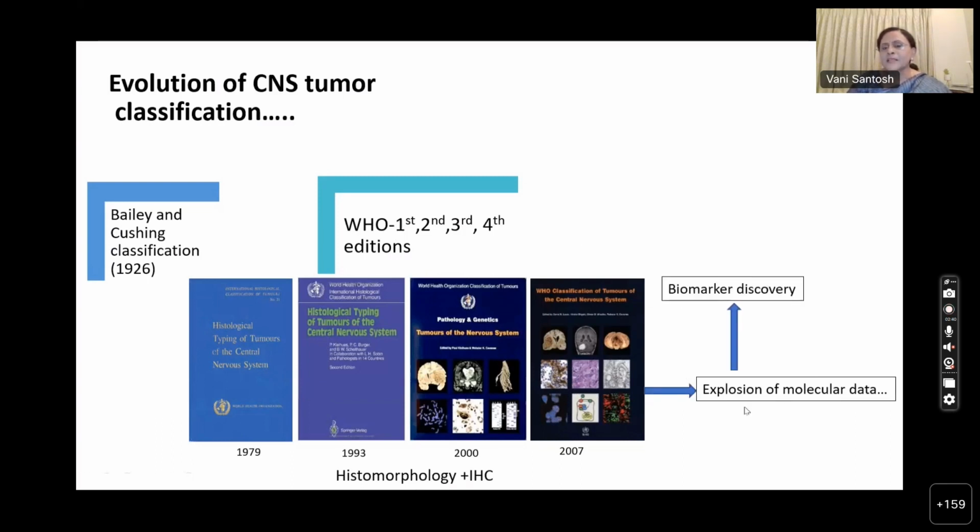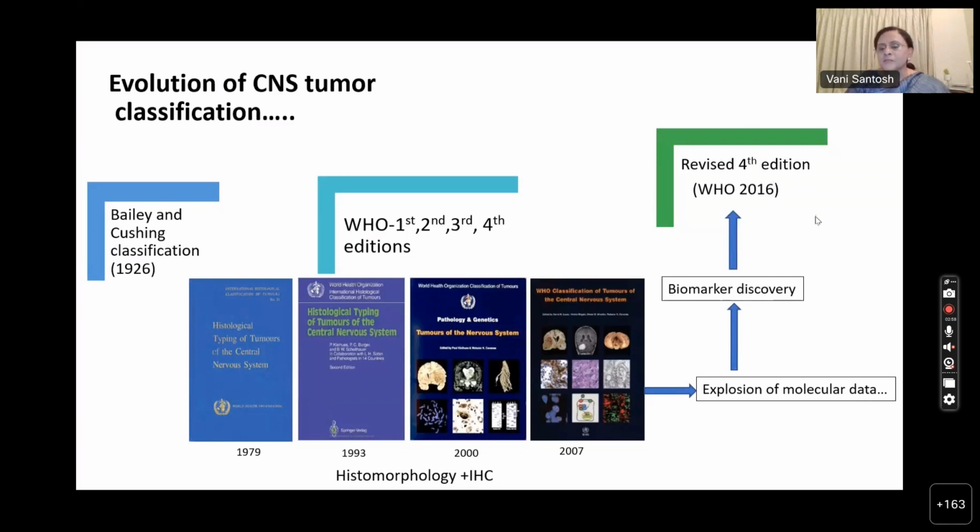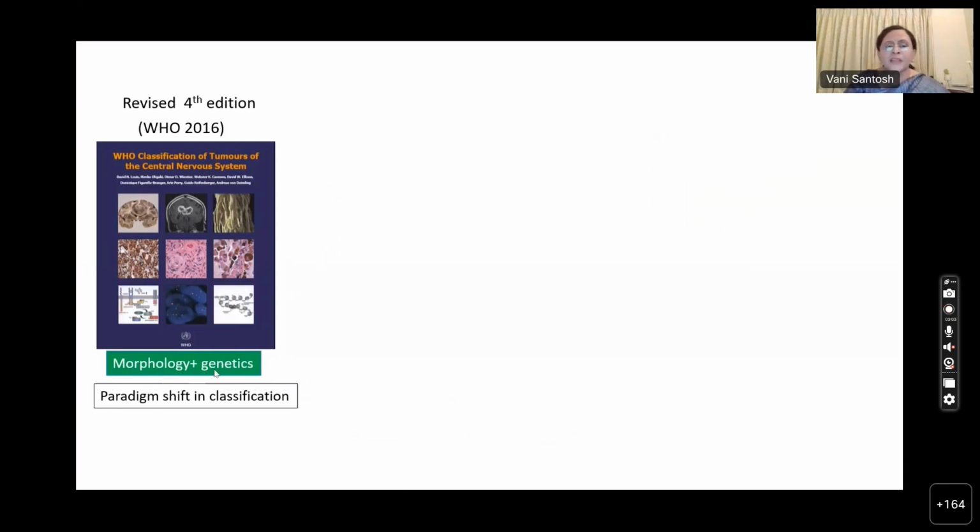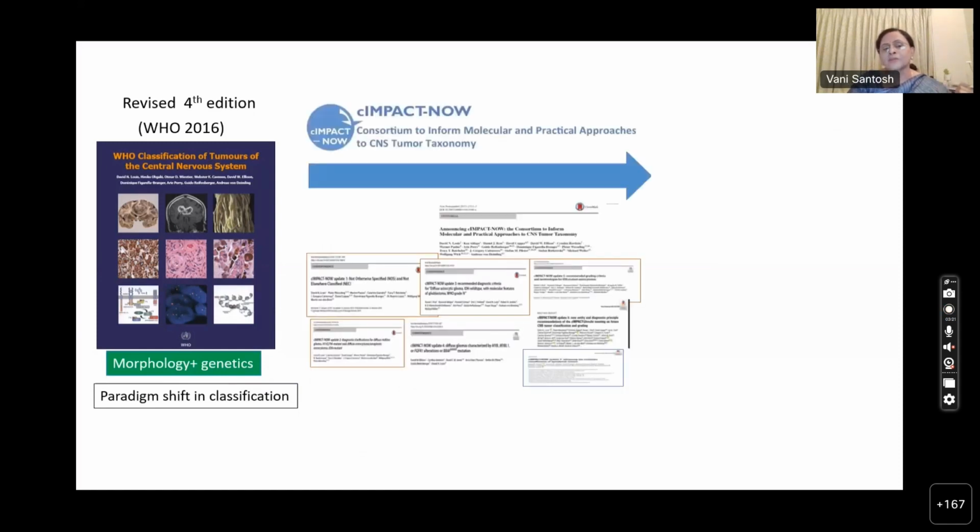But post 2007, what we have seen is that there has been an explosion of molecular data from which have evolved a growing number of molecular biomarkers with important diagnostic, prognostic, and predictive information. And some of these biomarkers were incorporated into the revised 4th edition, that is the WHO 2016 classification. And it was this classification that for the very first time included morphology and genetics in the classification. Earlier to this, all classifications had only histomorphology. And therefore, it brought about a paradigm shift in the classification of the CNS tumors, particularly some groups of tumors like diffuse gliomas as well as the embryonal tumors.